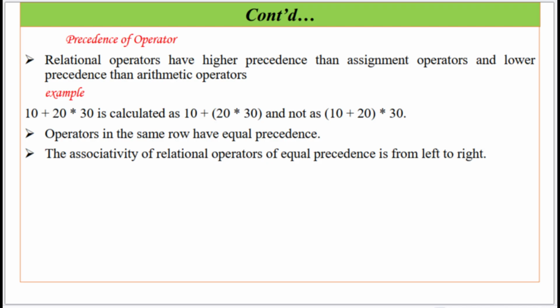Precedence of operators. Relational operators have higher precedence than assignment operators and lower precedence than arithmetic operators. Example: 10 + 20 * 30 is calculated as 10 + (20 * 30). Operators in the same row have equal precedence. The associativity of relational operators of equal precedence is from left to right.